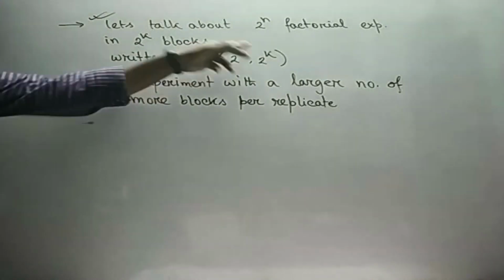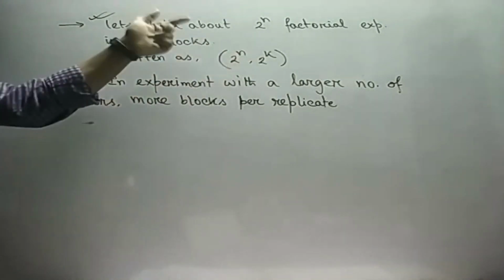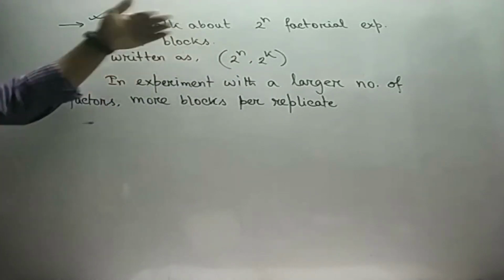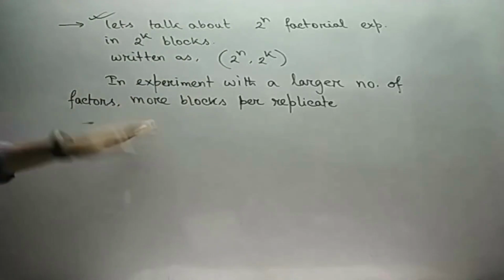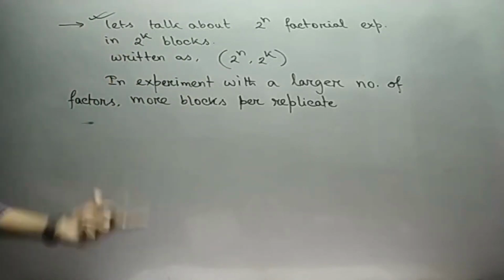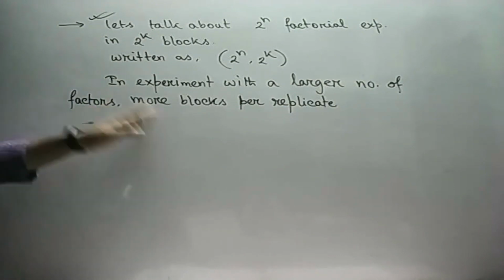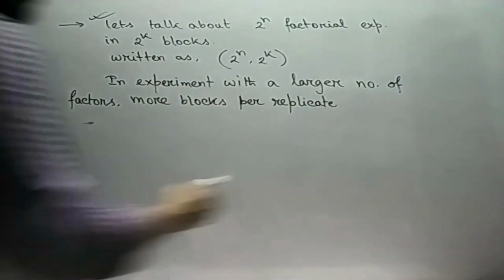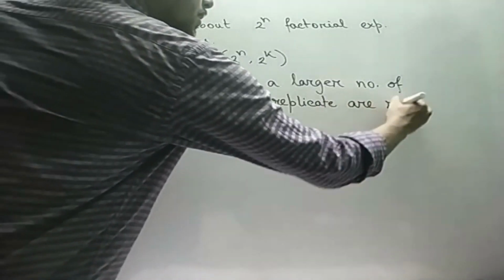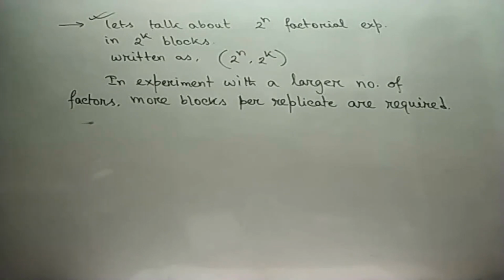If the value of n increases, then 2 to the power n will also increase, simple. And if 2 to the power n increases, then obviously in a single replicate the number of blocks will increase. So more blocks per replicate are required. So you can call that, okay.